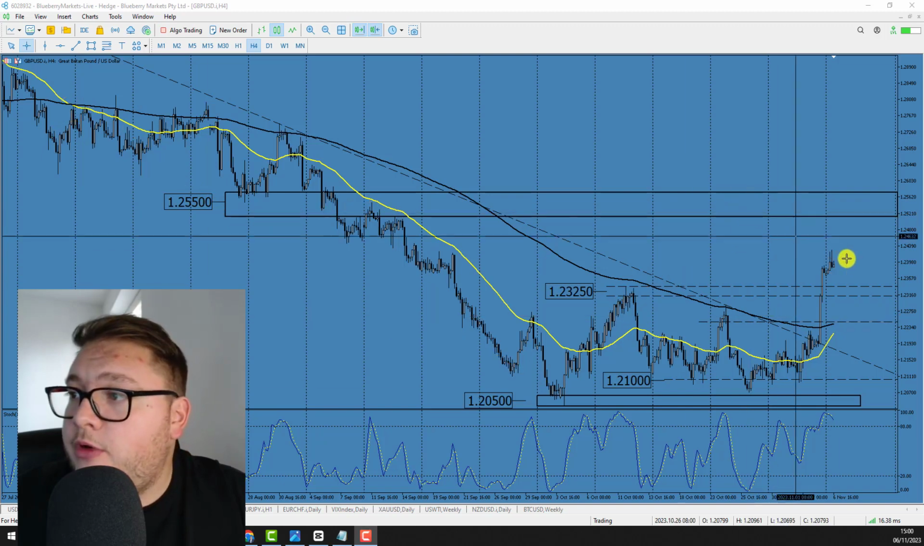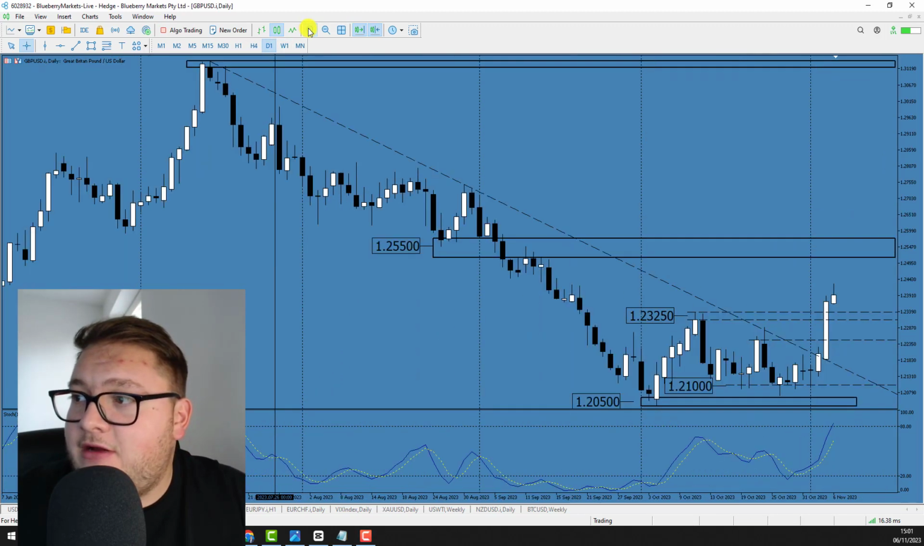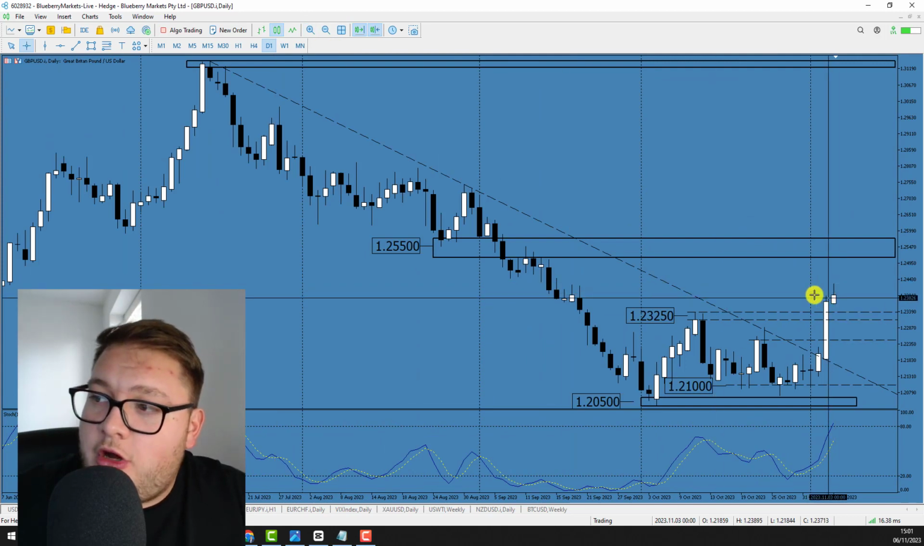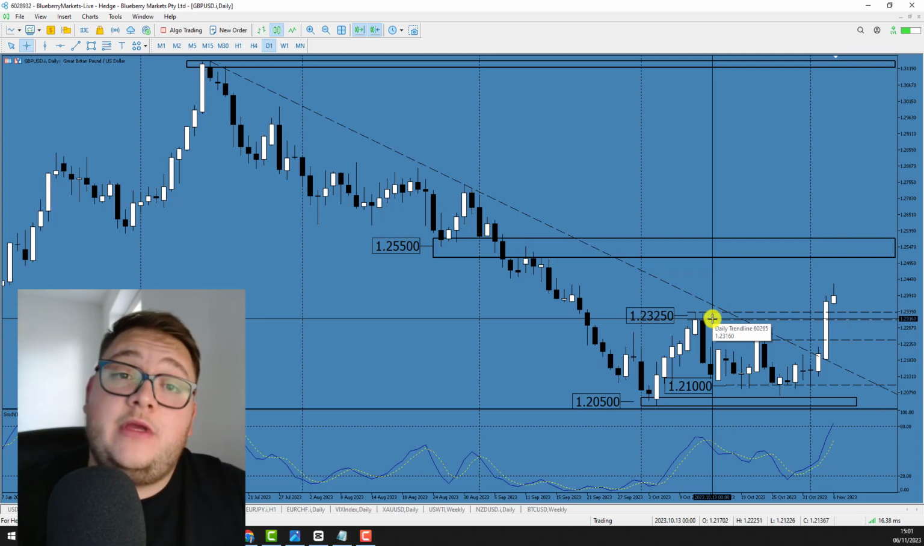I'm expecting a push back to the downside a little bit and then a move up. What I would really like to see, like I said before, is the daily chart closing above this 1.2325 handle. Closing above it means that buyers are happy to trade at these levels, and then we could seek higher prices.